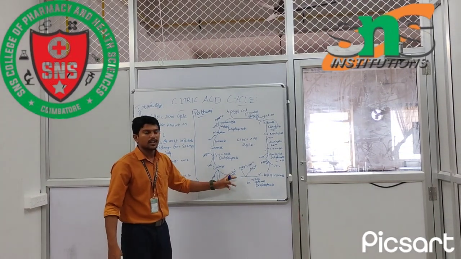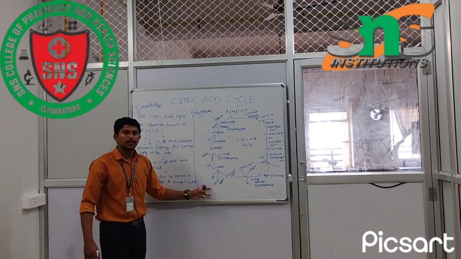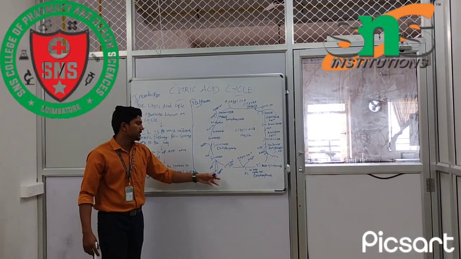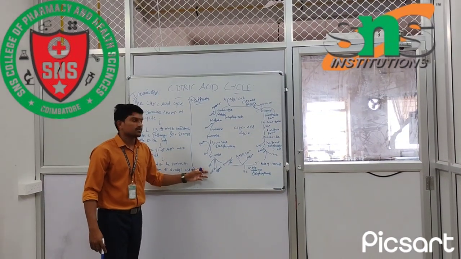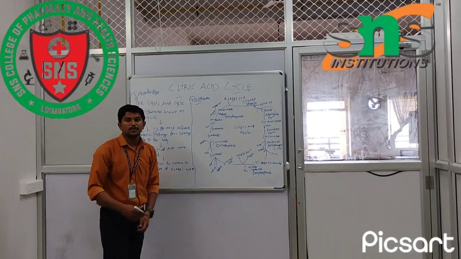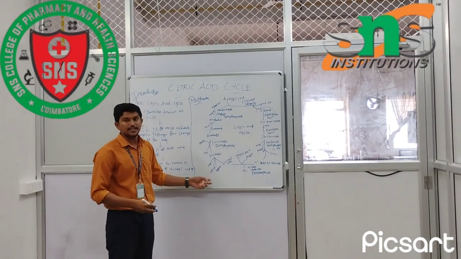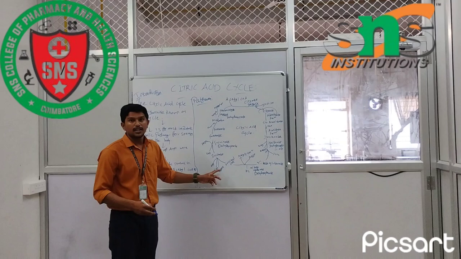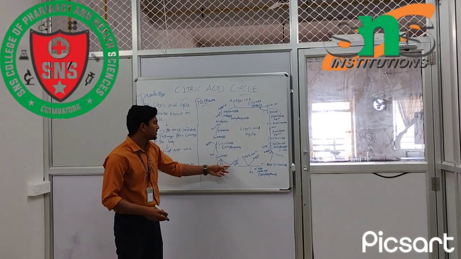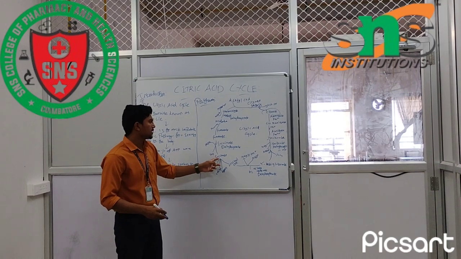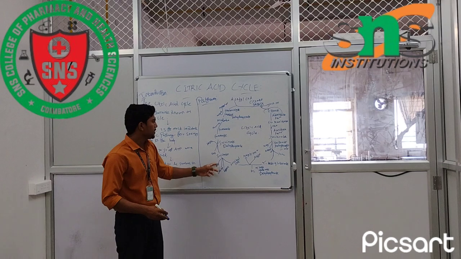Succinyl-CoA is a type of enzyme, and there is GDP, CoA and GTP plus Pi. GTP means guanosine triphosphate, GDP means guanosine diphosphate, and Pi means inorganic phosphate. CoA is coenzyme A with a sulfhydryl group. Succinyl-CoA reacts with GDP and CoA, and forms succinate.